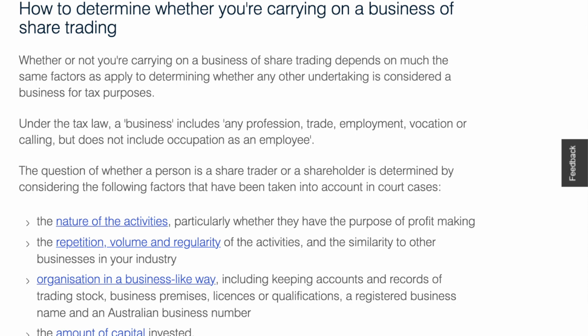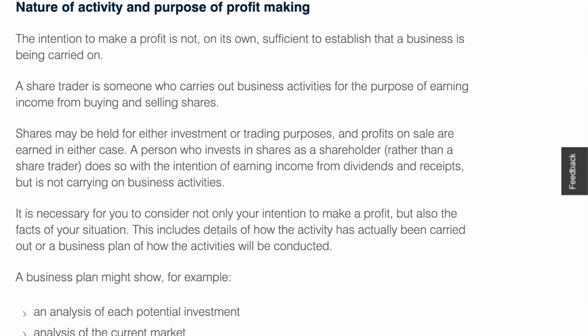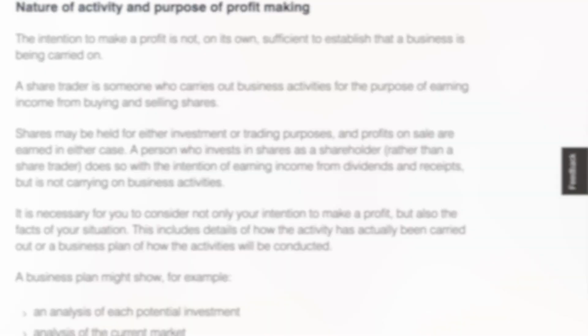So the first one is the nature of the activity. And that talks about, are you running it like a business? So obviously you need to have an intention to make a profit. Now, that's not going to be the determining factor, because an investor and a trader probably both have the intention to make a profit. Well, they should. But it's going to be things like, do you have a business plan? And are you treating this like a business? Or is it just a once and done, oh, I've invested there and I've got no plan? So a trader is obviously going to have a much more detailed plan than what a long-term investor will have.